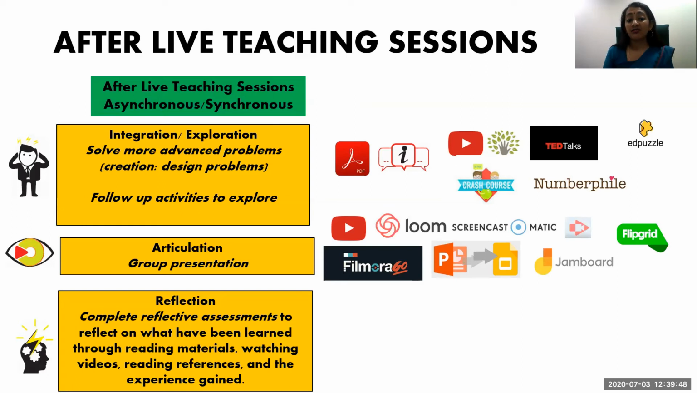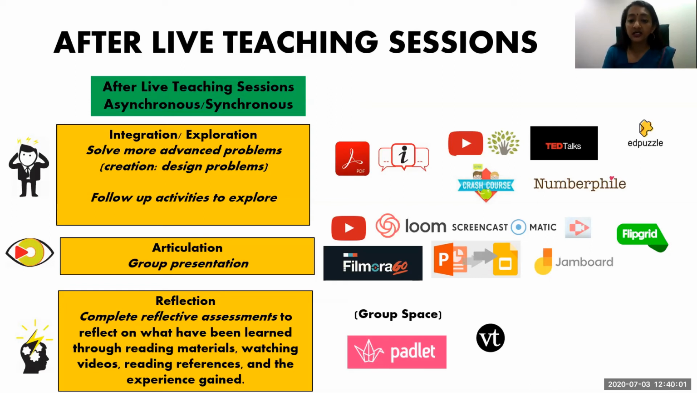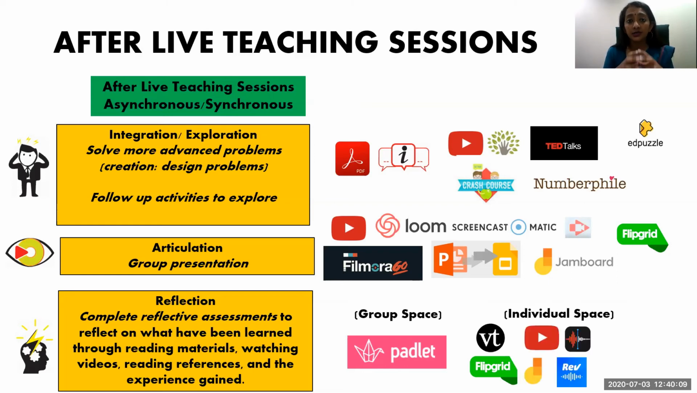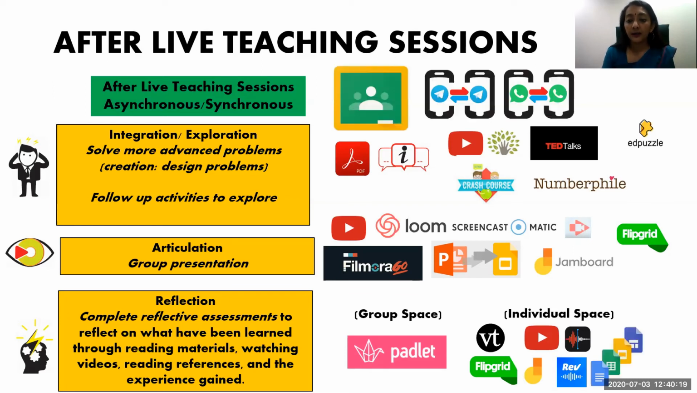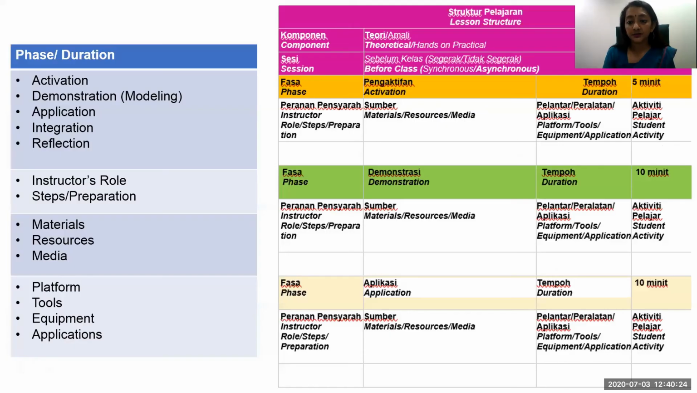Reflection: get them to complete reflective assessments to reflect on what they have learned through reading materials, watching videos, reading references, and the experiences gained. This can be done in a group space using Padlet or VoiceThread, or you may want them to work individually on Flipgrid or Jamboard, or just record their reflections using the voice recorder app on their smartphones. Or you may want them to fill up a reflective form on Google Docs.